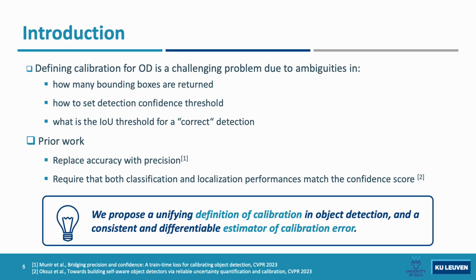There have been a few recent attempts to define calibration by either replacing accuracy with precision in the standard classification definition, or by requiring that both classification and localization performances jointly match the confidence score. In our work, we propose a general framework that unifies these existing definitions and is flexible to parameterize the notion of a correct detection. We also derive an estimator of calibration error relying on kernel density estimation.